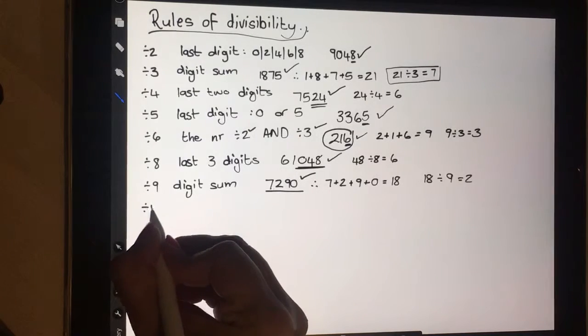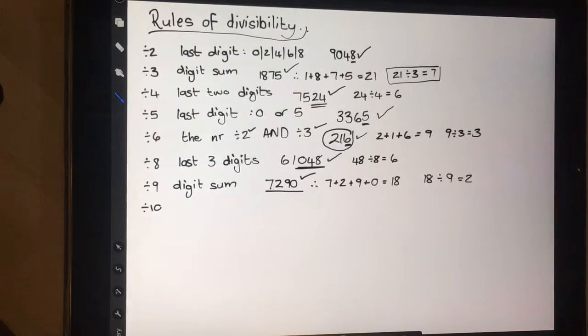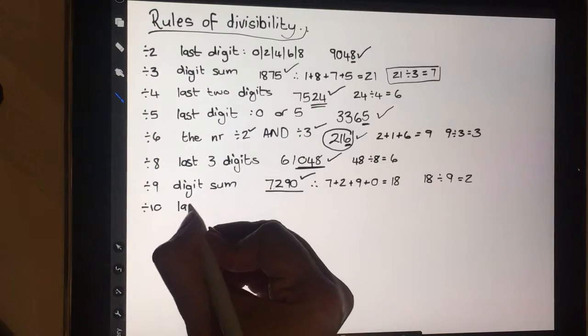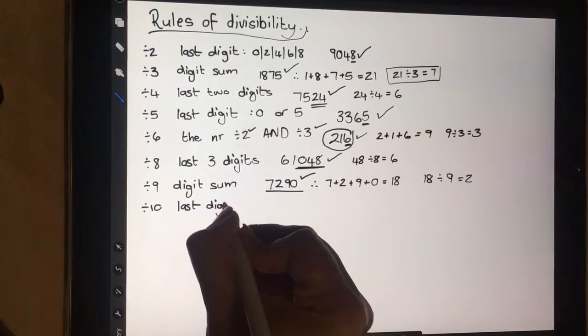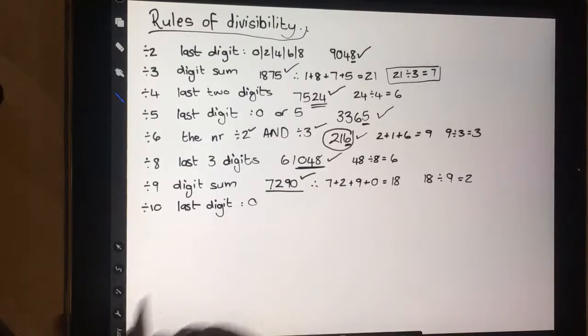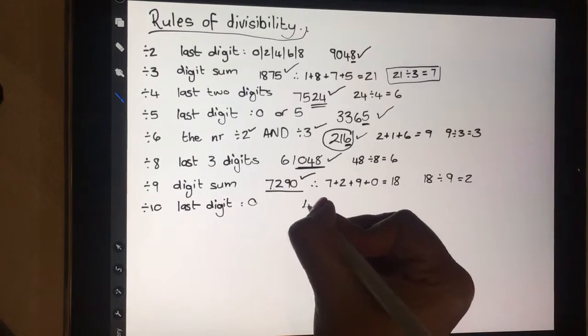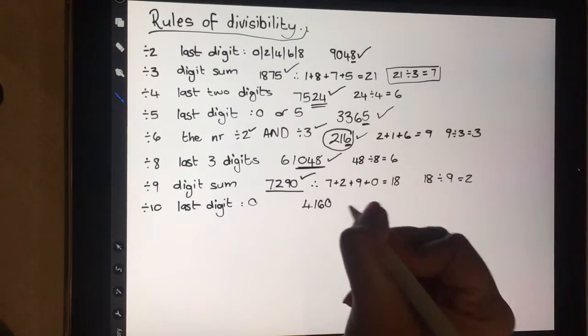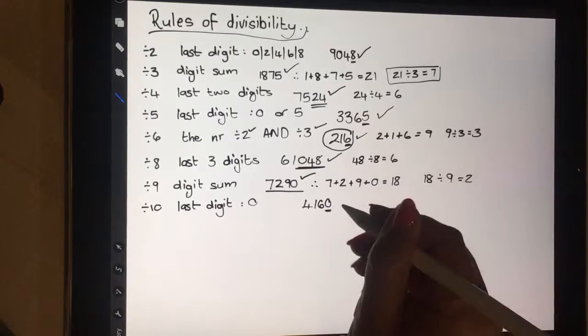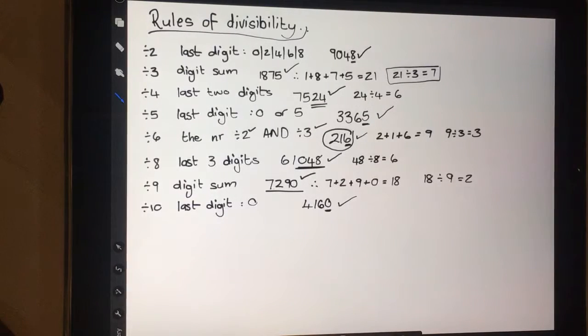The last one that you need to know is divisibility by 10, a very easy one. The last digit must be a 0. So 4,160. The last digit is a 0, so this number will be divisible by 10.